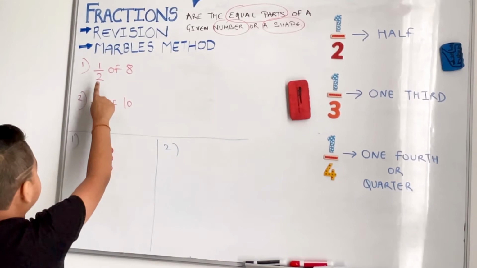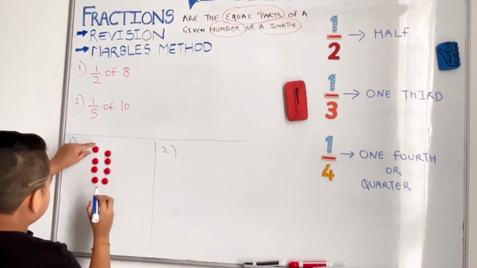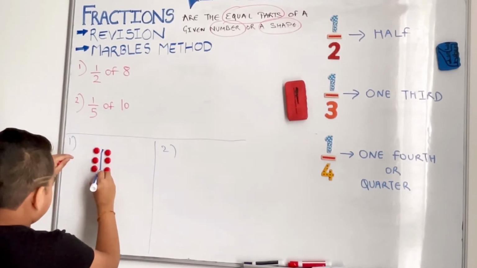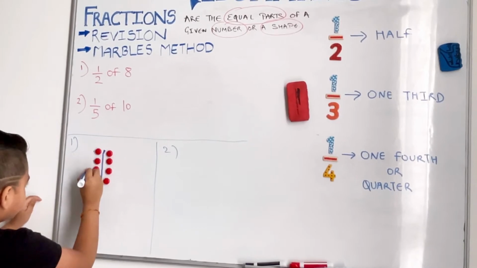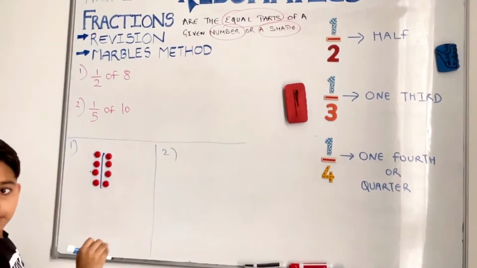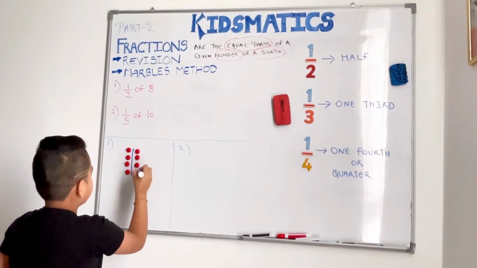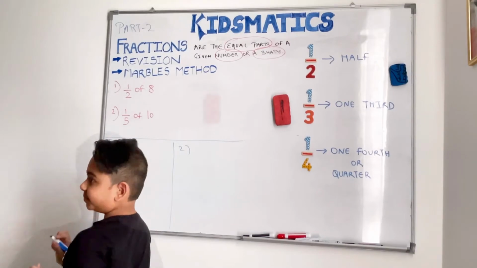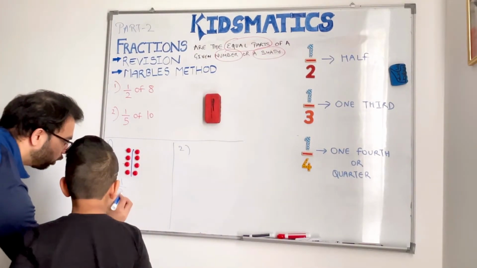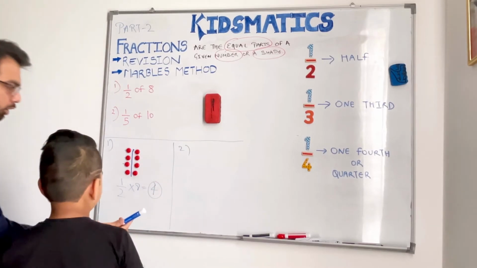Nice. Now we need to find 1 by 2. So can I have the marbles? Yeah. Sure. So there are 1, 2, 3, 4 marbles here and 4 marbles here. So what's the answer? 1 by 2 of 8? Equals 4. Well, there we have 1 by 2 of 8 equal to 4. Good.